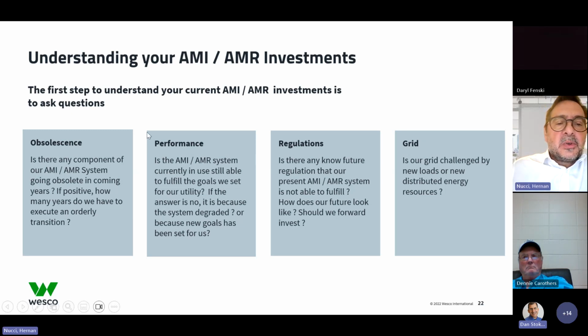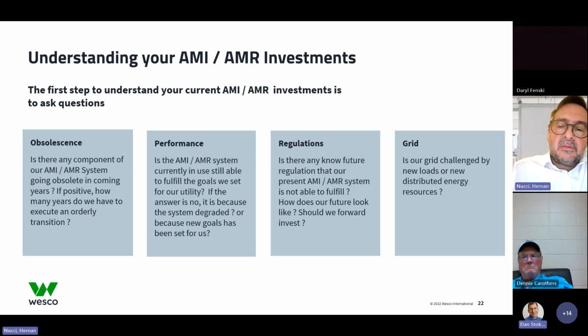First step is understand your current system and your current investment. And these are the key questions that we normally ask and we love to ask. So the first one is, do you think there is any component in your current system that is going obsolete in 1, 2, 3 years? If positive, okay, you have an issue, and you need to ask another question: how many years do you think you have to transition orderly?